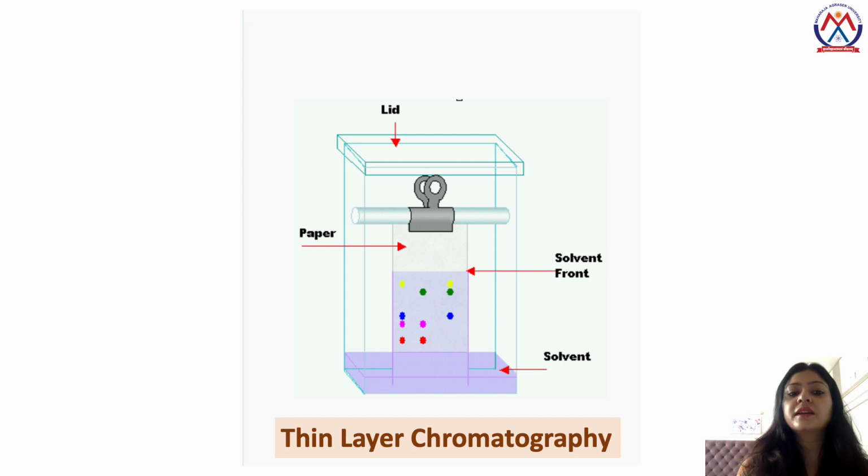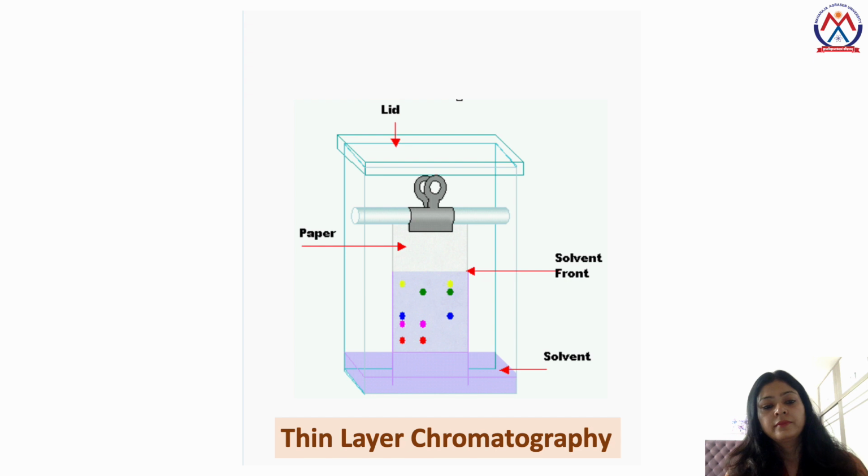This is the diagrammatic representation of thin layer chromatography. You can see a glass plate coated with silica gel, and it is placed inside a container. The mobile phase is present below the line of origin and components get separated as the mobile phase or the solvent gets absorbed by the plate.